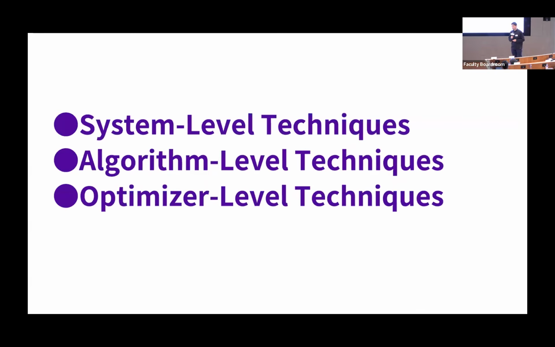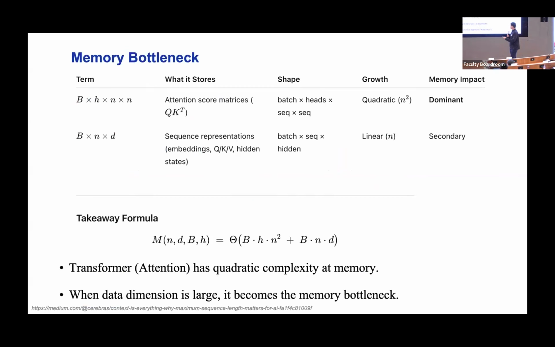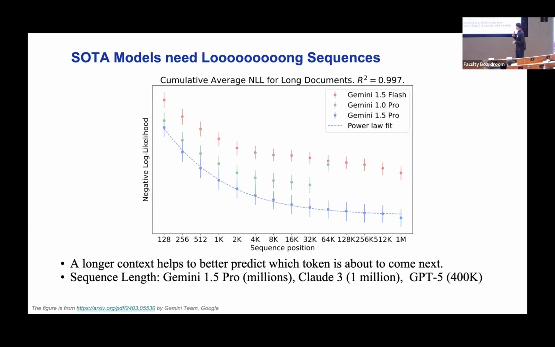Today I want to share three different methods to show the idea of how we can make AI more efficient and faster. Firstly, system level techniques. I want to show you a figure. The horizontal axis is the sequence length or sequence position. The vertical axis is the loss. Lower is better.